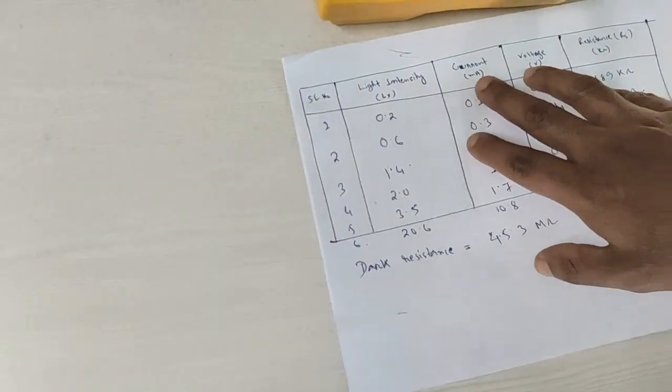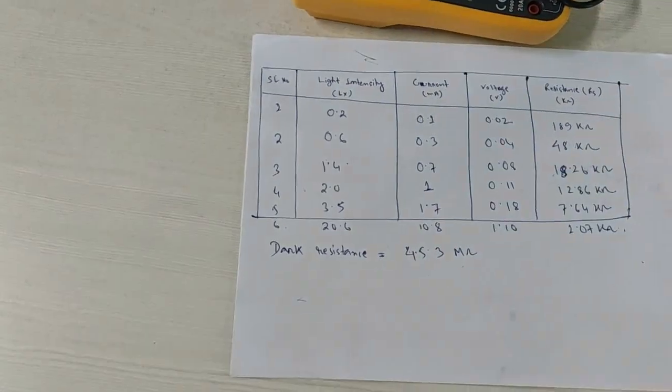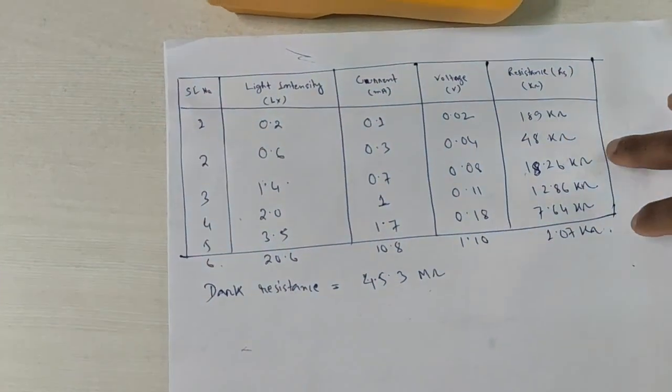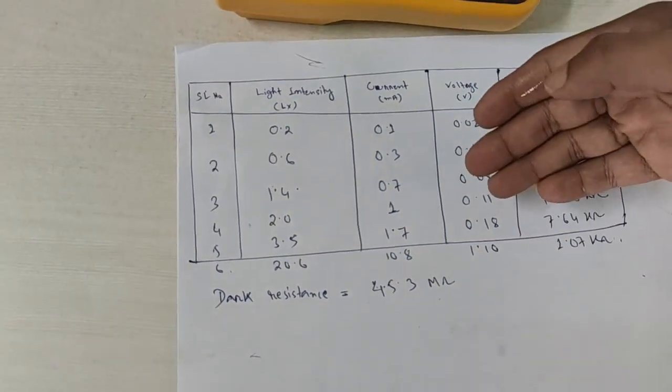So before writing the observation table, just mention the dark resistance while mentioning all the readings, and based on these readings you have to prepare the graphs also.